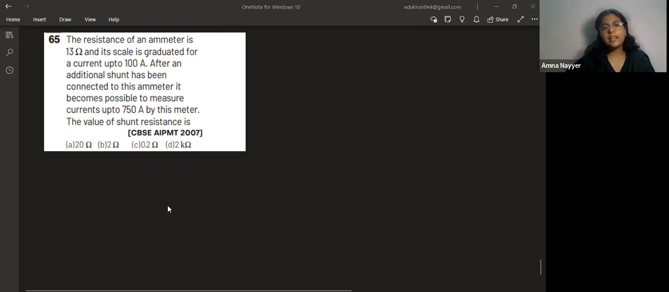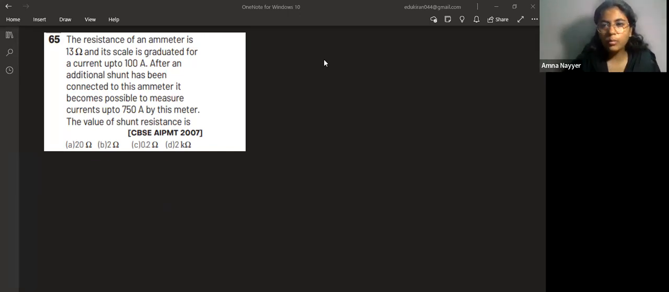Now this question says that the resistance of an ammeter is 13 ohm and its scale is graduated for a current up to 100 amperes. Now after an additional shunt has been connected to this ammeter, it becomes possible to measure currents up to 750 ampere by this meter. So the value of shunt resistance is... Yes, correct, right answer.